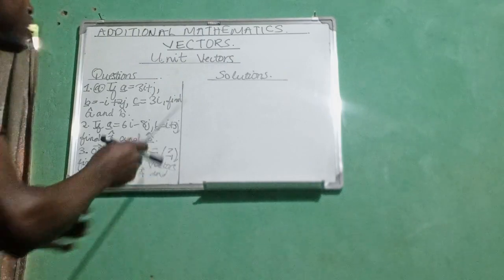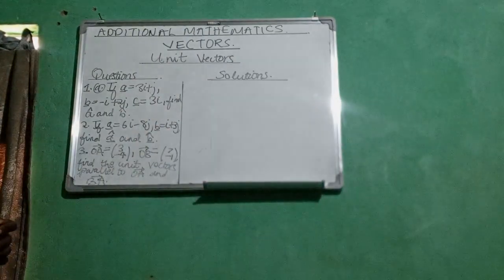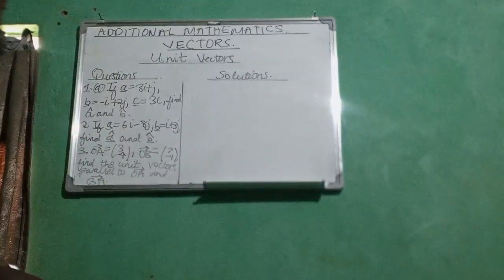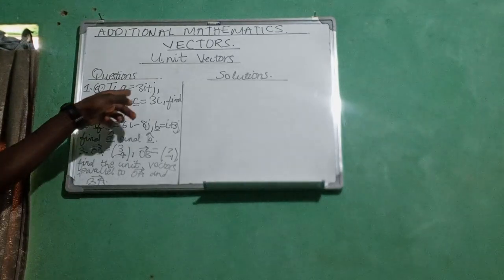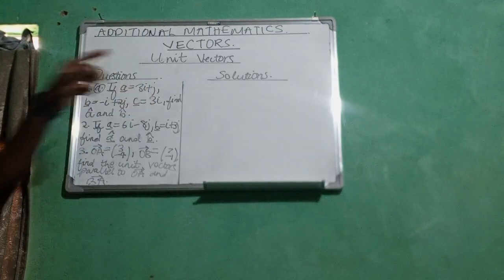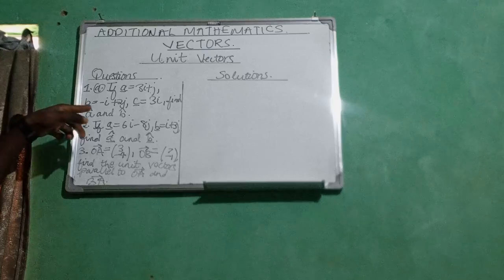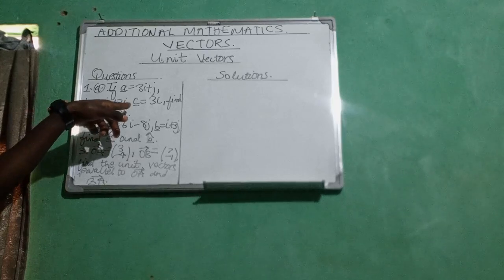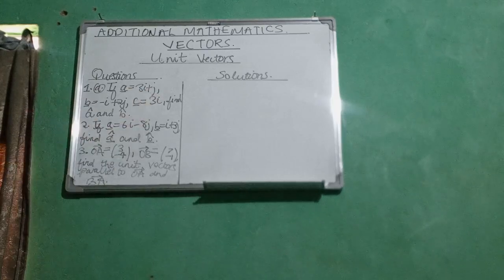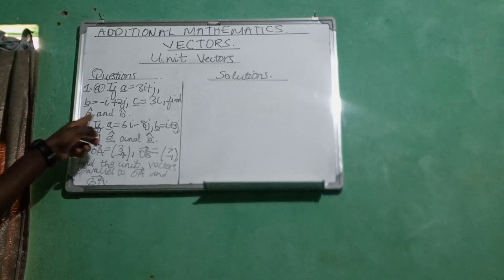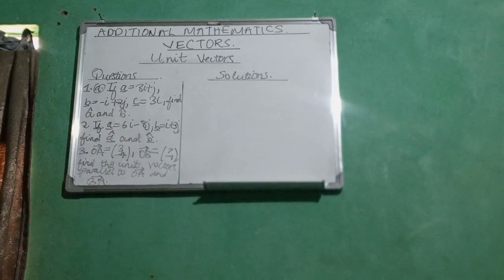The subtopic is now unit vectors. Then we have these three very good, interesting questions. The question reads: if vector A is equal to 3i plus j, vector B is equal to negative i plus 2j, and vector C is 3i, find vector A hat and vector B hat.